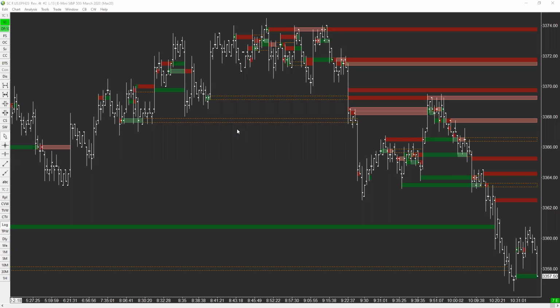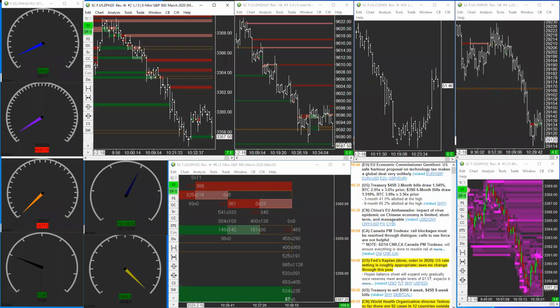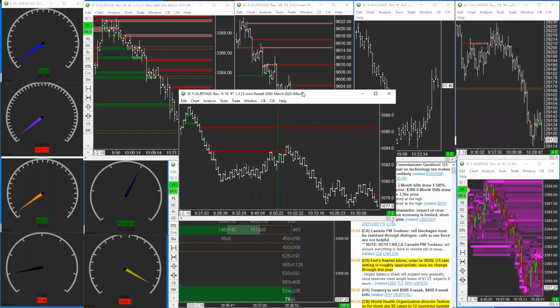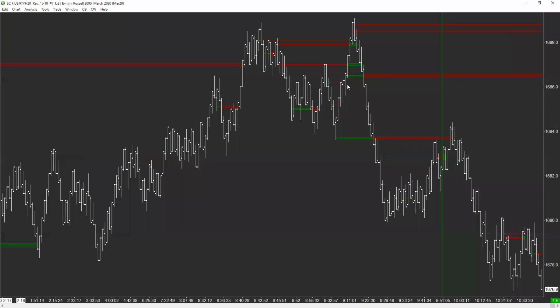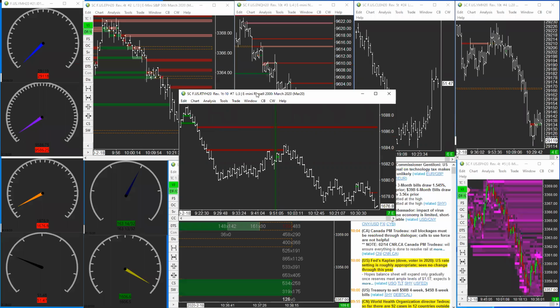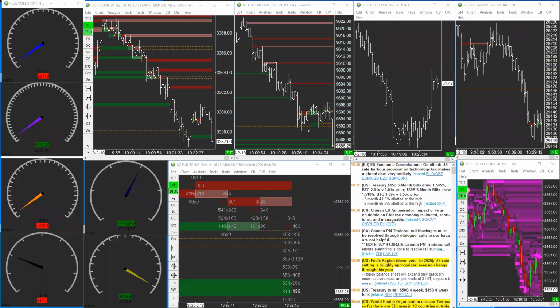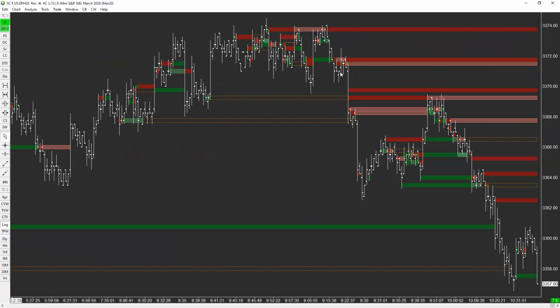There's one last thing I wanted to say about today, and that was, here's a good real-time read. This is the Russell. Take a look what the Russell does right in here. This damn thing rallies and rallies a lot all the way to up here, right? In that rally, the ES does this, literally. It didn't go from here to here. It went from here to here, barely budged.